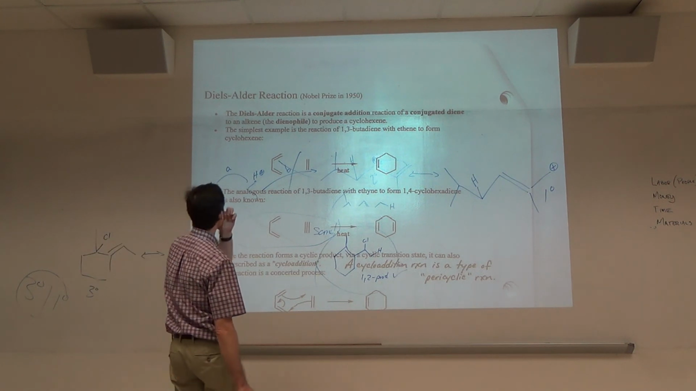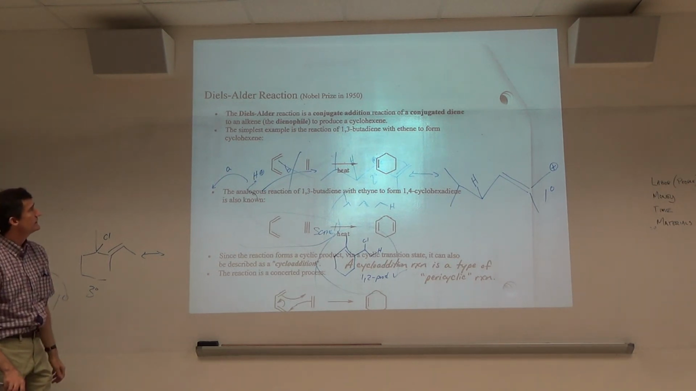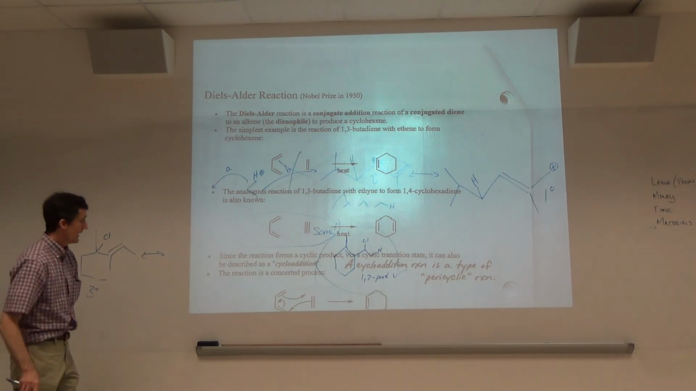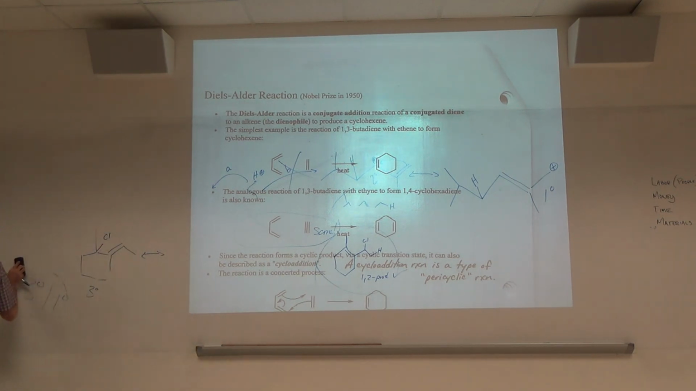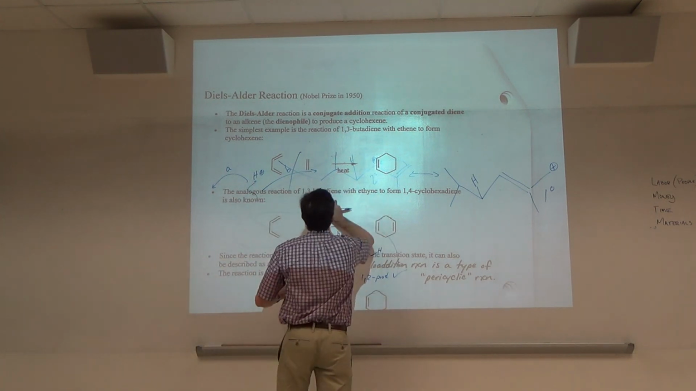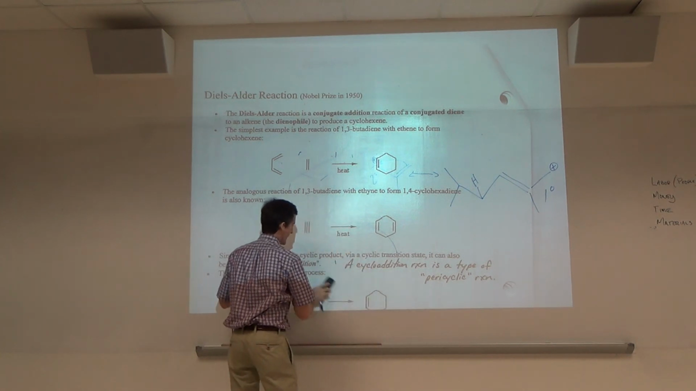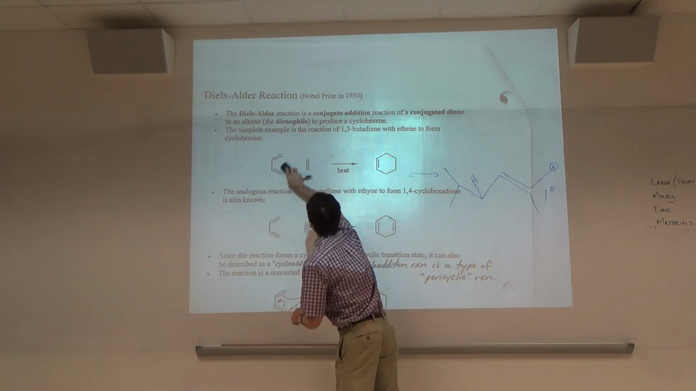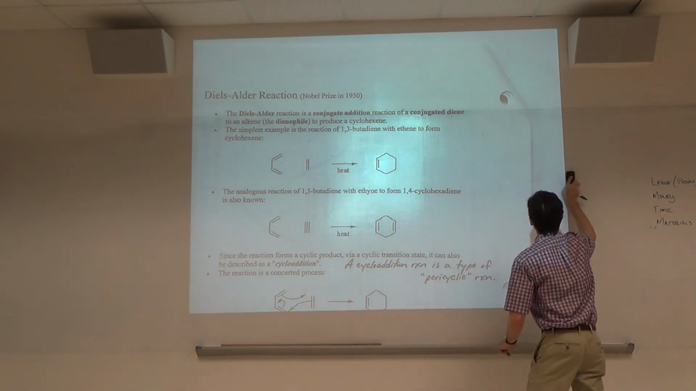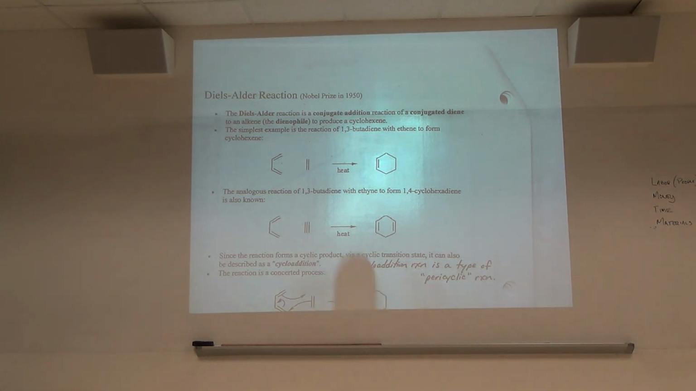Let's look at the Diels-Alder reaction. It's our next reaction of dienes. The Diels-Alder reaction won the Nobel Prize in 1950. Diels and Alder. Great combo back in the 50s. You had Dean Martin and Jerry Lewis, Mickey Mantle, Yogi Berra, and you also had Diels and Alder.